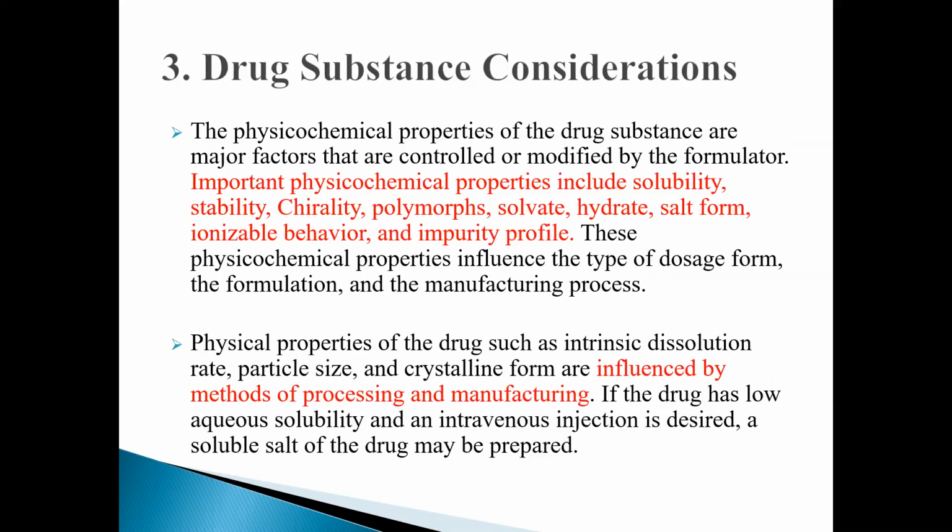Third one is drug substance consideration. The physiochemical property of the drug substance are major factors that are controlled or modified by the formulator. Important physiochemical property include solubility, stability, chirality, polymorphism, solvate form, hydrate form, salt form, ionizable behavior, and impurity profile. These physiochemical property influence the type of dosage form, the formulation, and the manufacturing process.